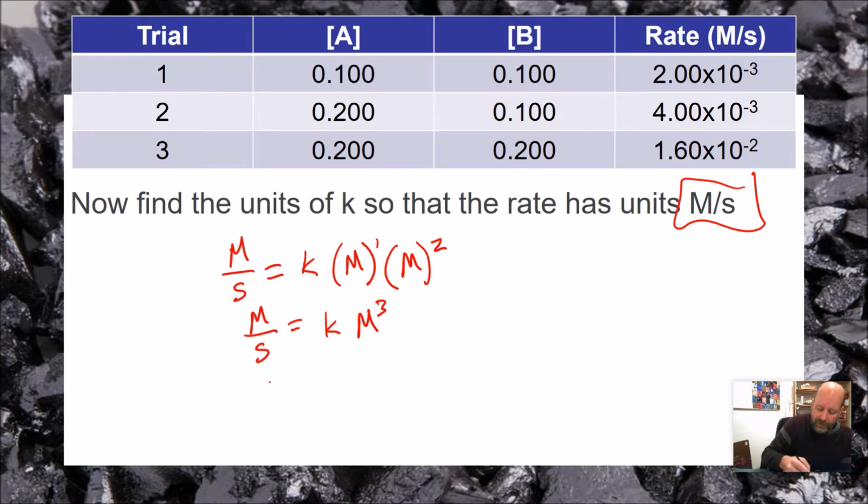So if we divide both sides by molarity cubed, we get 1 over, because that molarity is going to be, right, one of those is going to cancel and make that 2. So we get 1 over molarity squared seconds. That's the units for K.